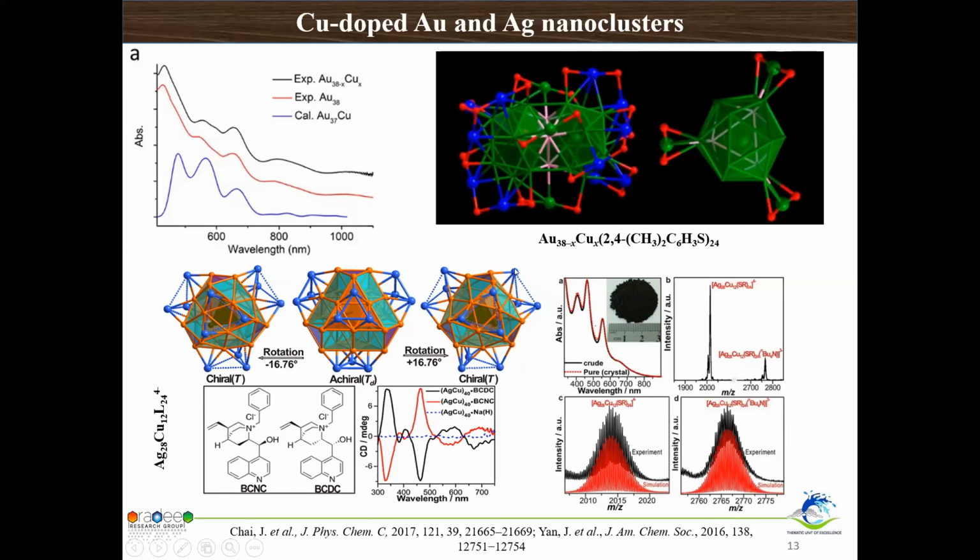Copper doping can also induce some interesting chiral properties in a nanocluster. Here, the authors have synthesized an Ag28Cu12 nanocluster, and this nanocluster shows intrinsic chiral property due to the formation of a chiral core.